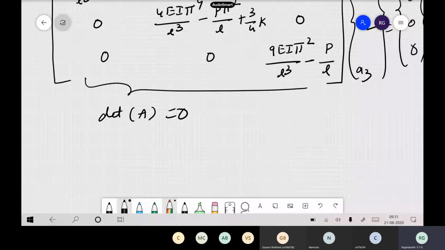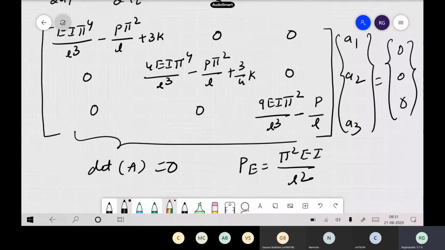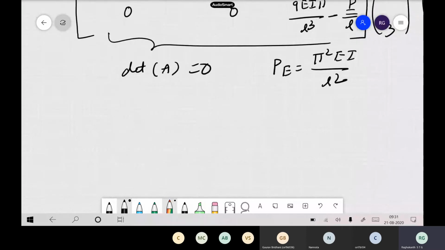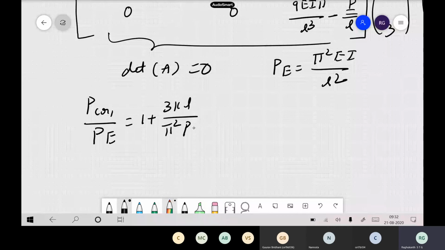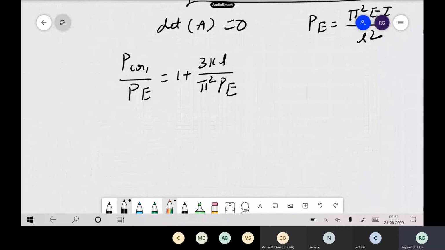If we use this notation, denote Euler's buckling load, pi square EI by L square, as PE, it becomes easy. Now this is a cubic equation you get for P, so you will get 3 roots. The first buckling load, if you write in terms of PCR1 by PE, becomes 1 plus 3 KL by pi square PE. We are just non-dimensionalizing with respect to PE, the Euler buckling load for a simply supported column.